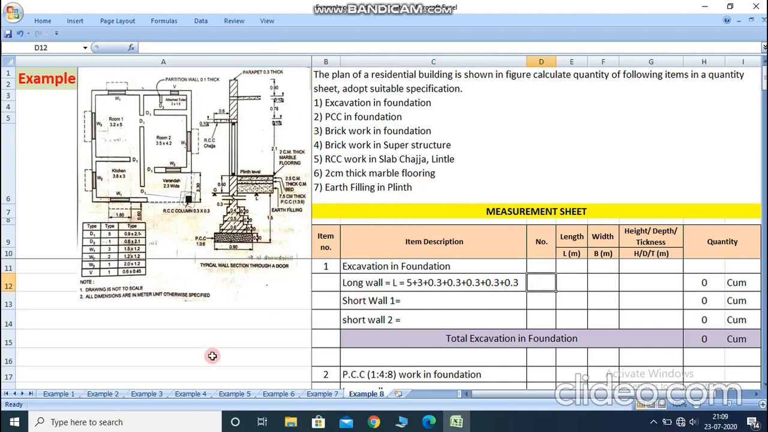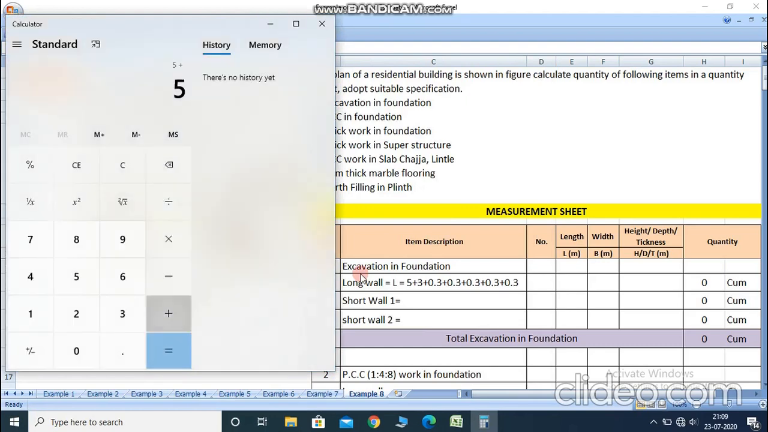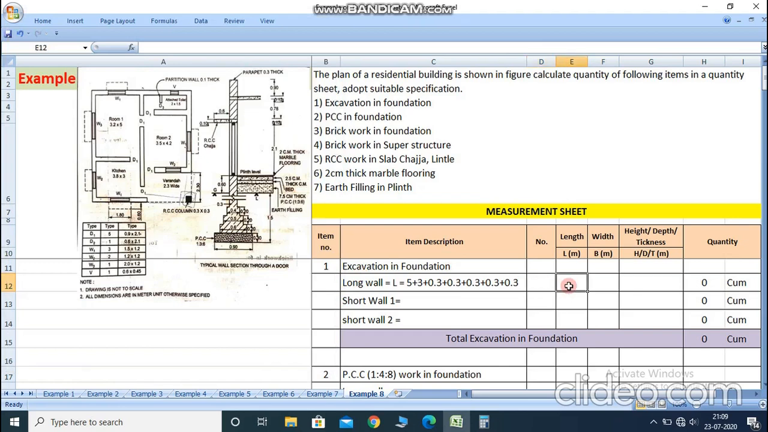So the total length of the wall we calculated is 5 plus 3 plus 0.3 plus 0.3 plus 0.3 plus 0.3 plus 0.3. Now we use the calculator. The total length we calculated is 9.5 meter. So here 9.5 meter. Here total long walls provided: 1, 2 and 3, so 3 long walls are provided.